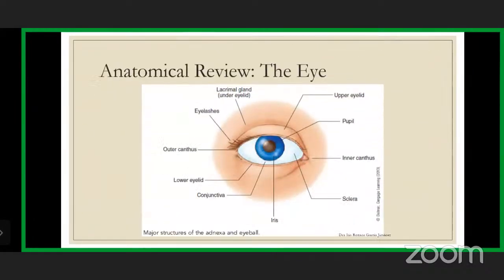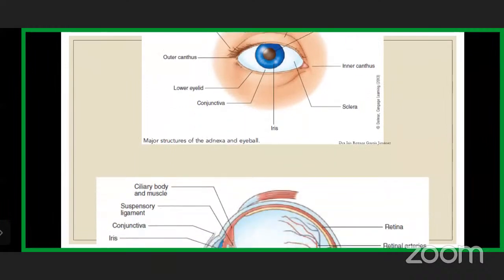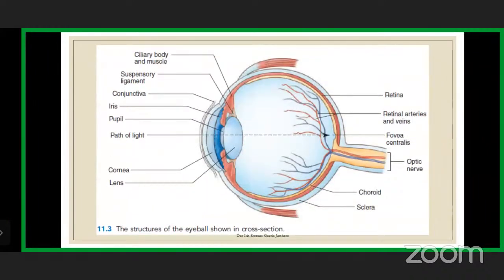Again, the anatomical review of the eye. We have the external parts, everything in English at this moment. Here we have the major structures of the eyeball, so we can check all of the details for taking it and memorizing. Of course, I'm going to take these slides, these pictures for the test, not all of them, but the most important ones.